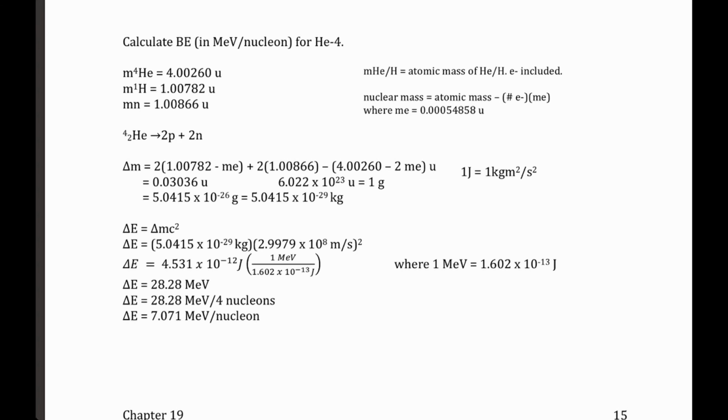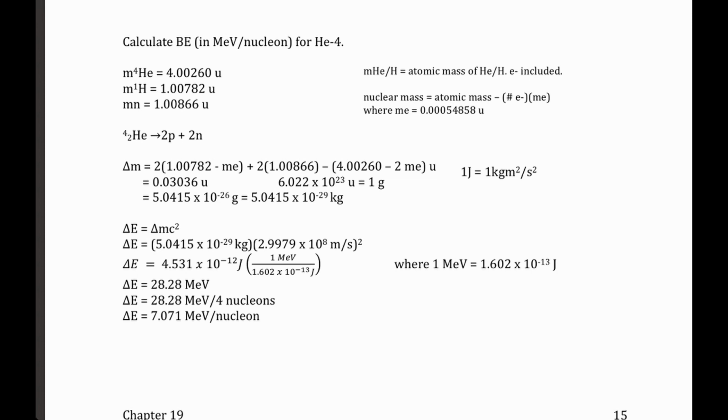Well, turns out we have to convert to kilograms, and that's because we want to calculate the energy in joules, and 1 joule is composed of 1 kilogram meter squared per second squared. So the joule has kilograms within it, so we have to convert to kilograms. So we take our grams and we divide by 1,000, and we get 5.0415 times 10 to the minus 29 kilograms. Okay, now that we have the mass change in kilograms, we are ready to determine the energy change.